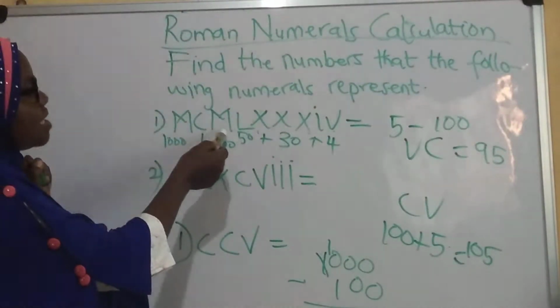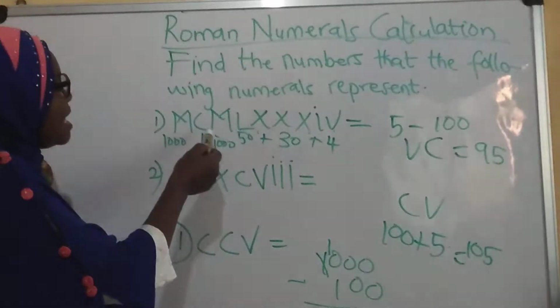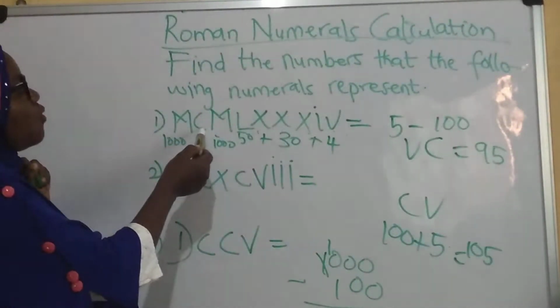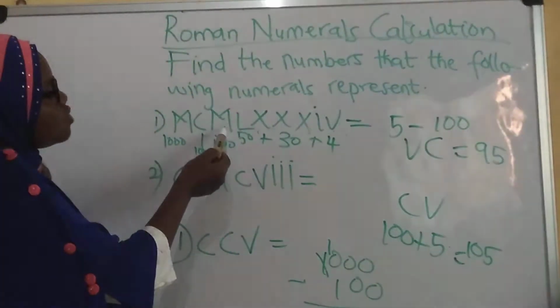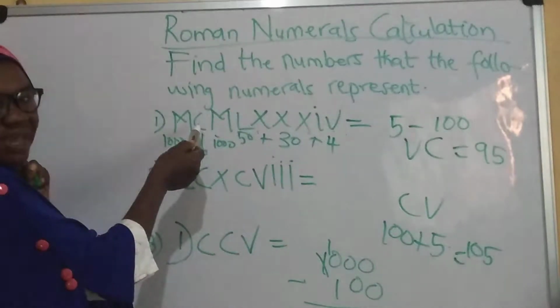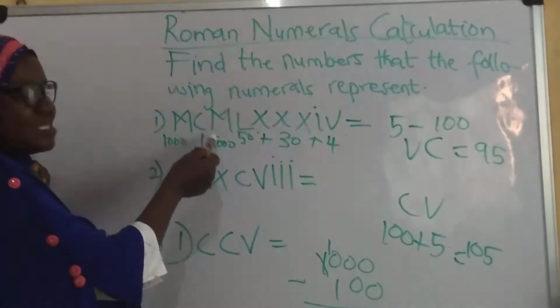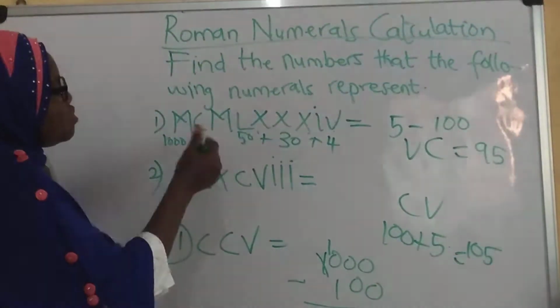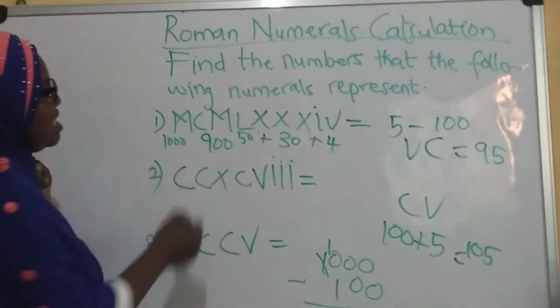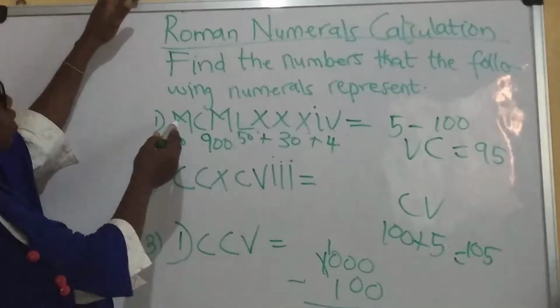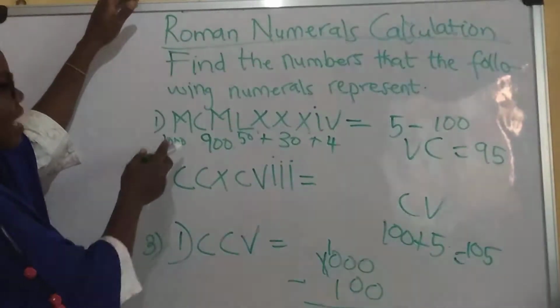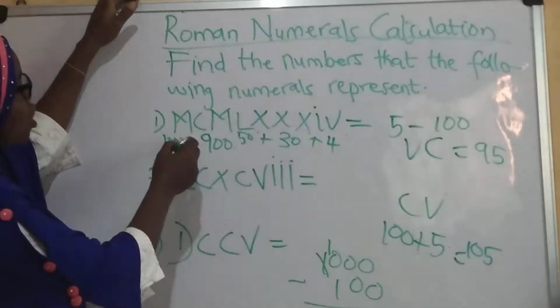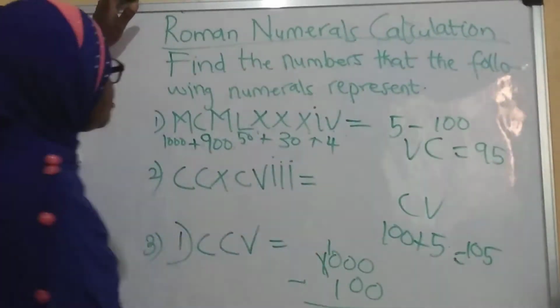So this my CM is now what? 900. Please don't get confused. This M is 1000, but because the next number after it is a smaller number, you have to subtract that smaller number from this bigger number. So the whole of this CM will now give us what? To give us 900. Is that taken? Good. So the next one we have here is M standing on its own, and that is what? 1000. So we are going to add all of these together to find an answer.